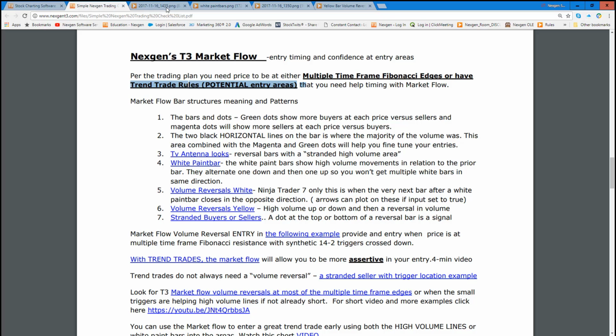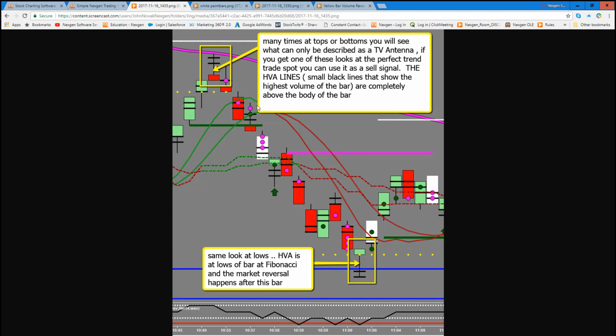Now, there's a couple of different patterns that happen in the market flow that we use a lot for entries. What we call antenna looks, essentially, these two little black lines are representative of high volume areas inside of the bar. And what happens is with the range bars, and remember we're using a 5 range chart to help us pinpoint our entries, when we're looking to go short, we can have this bar structure happen and then we'll take a short position.